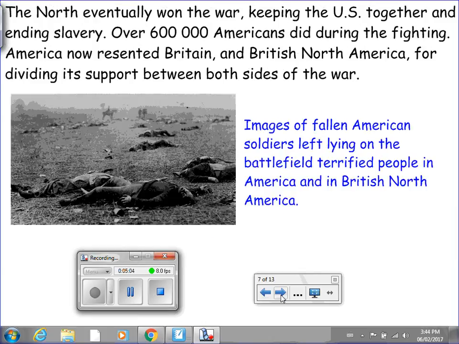The North eventually won the war, keeping the U.S. together and ending slavery. Over 600,000 Americans died during the fighting. America now resented Britain and British North America for dividing its support between both sides of the war. And images of fallen American soldiers left lying on the battlefield terrified people both in America and in British North America.